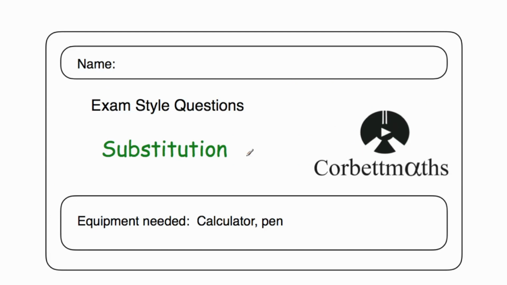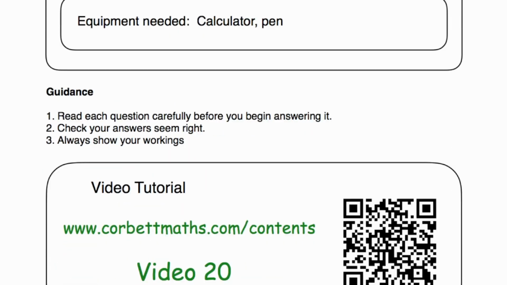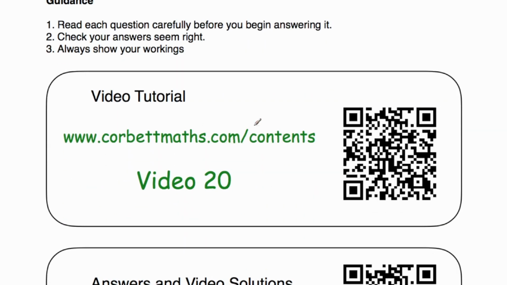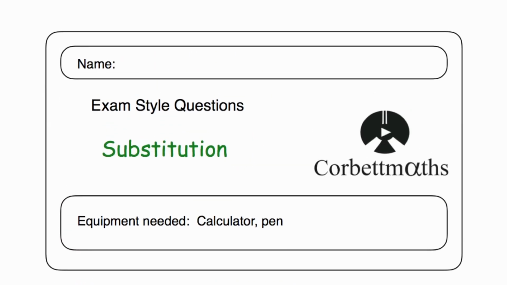In this video, we're going to look at the video solutions to the substitution practice questions. If you need any extra help on substitution, go to corbettmaths.com/content and scroll down to video number 20, where there's a video tutorial on substitution. Alternatively, you could scan this QR code and it'll bring you straight to that video. But in this video, we're going to look at the video solutions to the substitution practice questions, so let's get started.